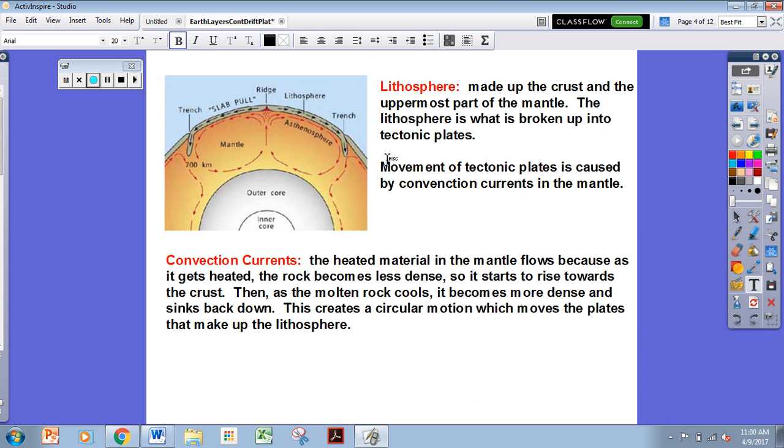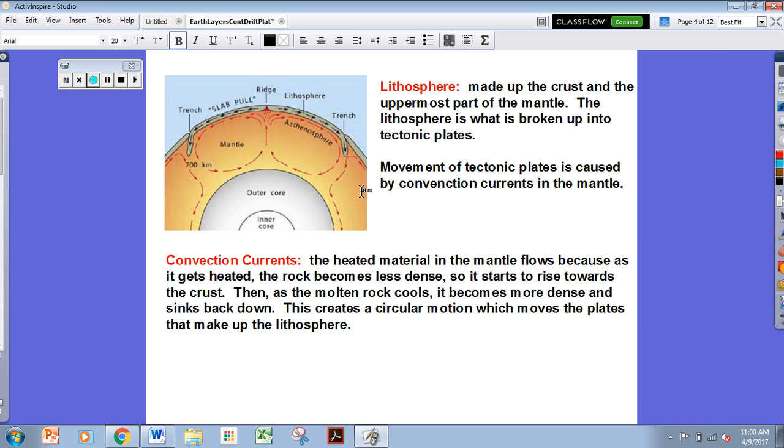So the lithosphere, which is made up of the crust and the uppermost part of the mantle, is a rigid, rocky layer, and that's what's broken up to make the tectonic plates that we'll talk about when we talk about the theory of plate tectonics.